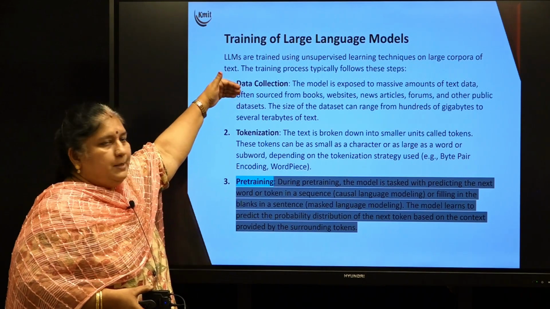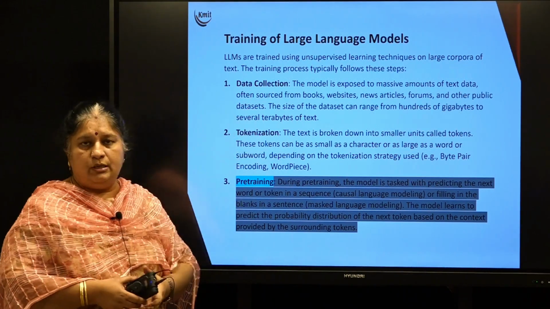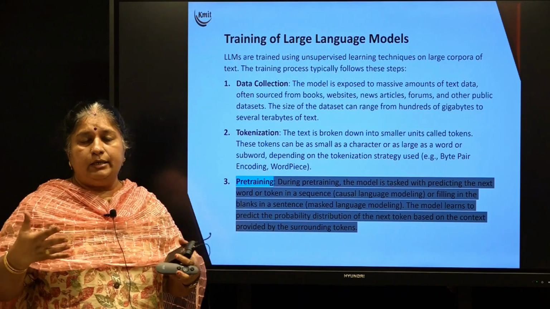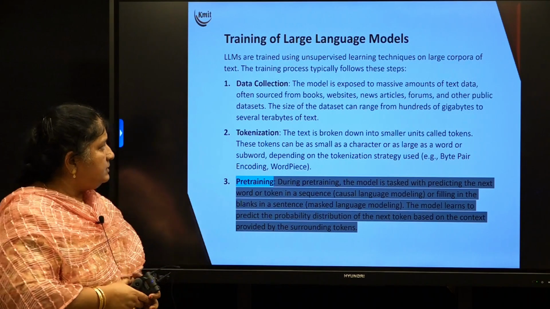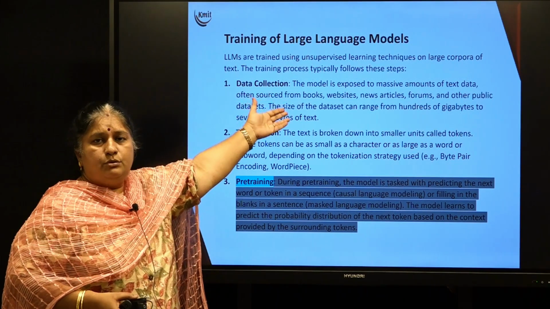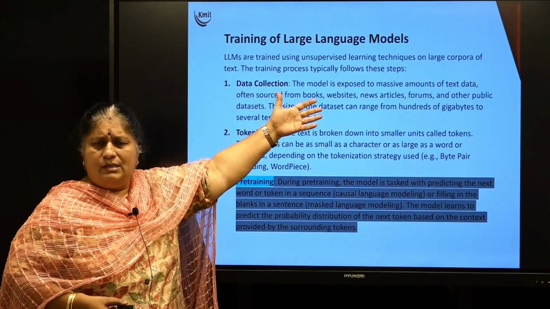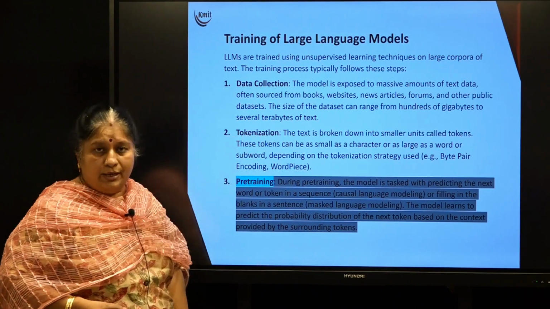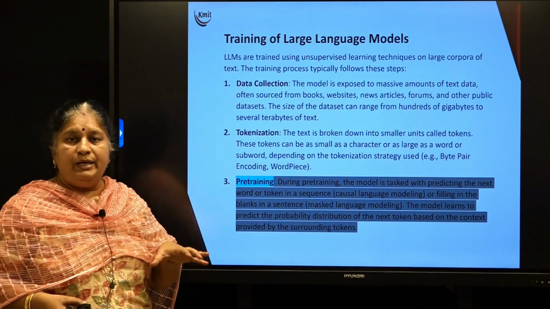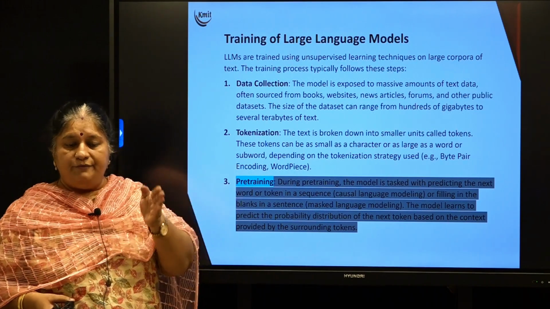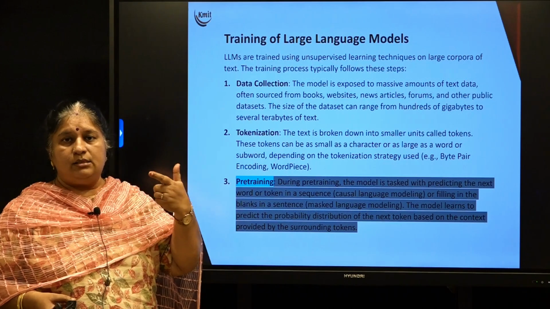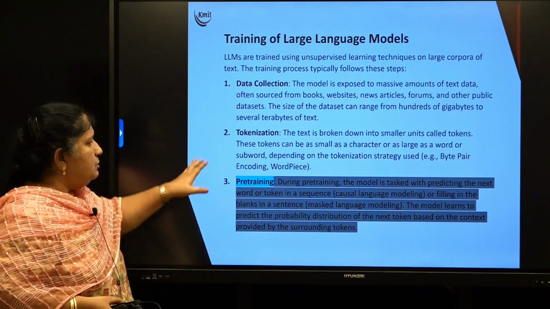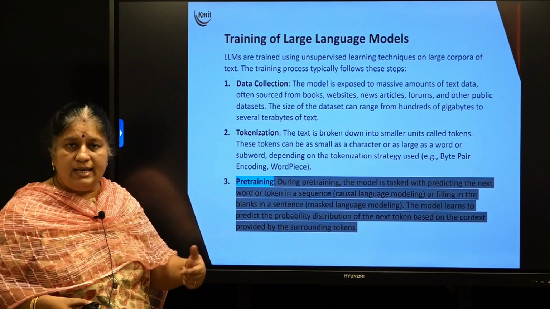This training process typically follows these steps. First one, data collection. I need to have huge amounts of data because I want to train my LLM. I need to collect huge amounts of data. That is the first phase wherein you are collecting the data from books, websites, news articles, whatever is possible to get. After collecting the data, what are we trying to do? Tokenization. We know what we mean by tokenization. You are dividing the data into sentences, words, subwords, depending on the division mechanism we are using. So you are going for tokenization in the next phase.